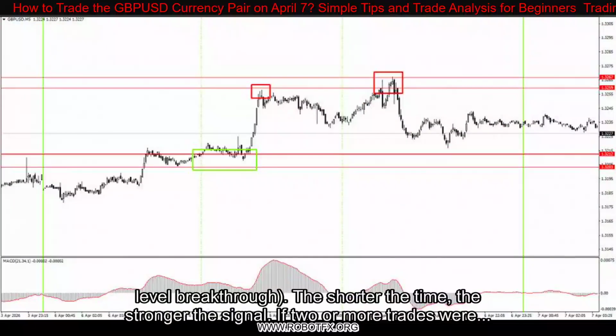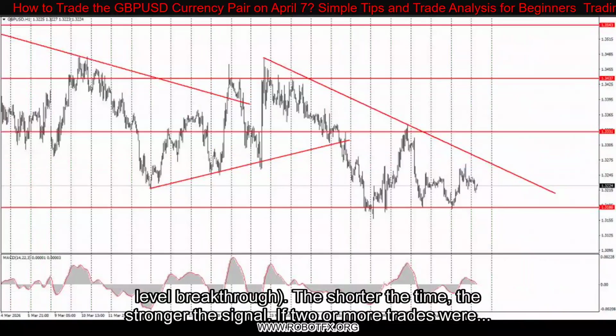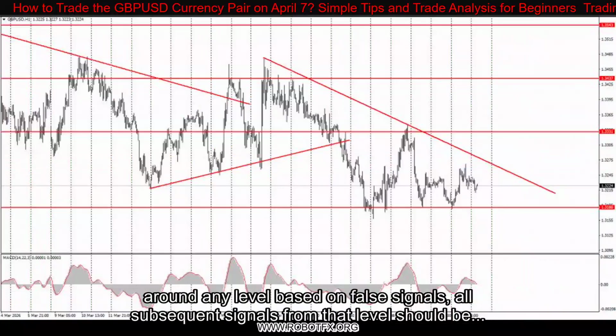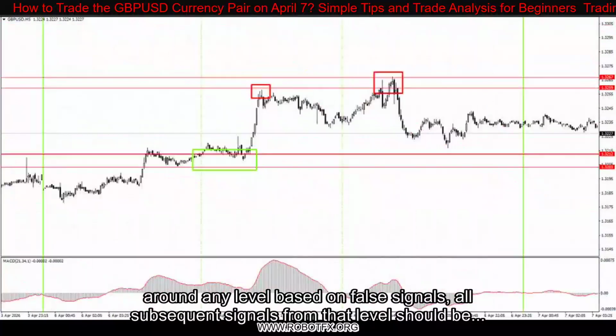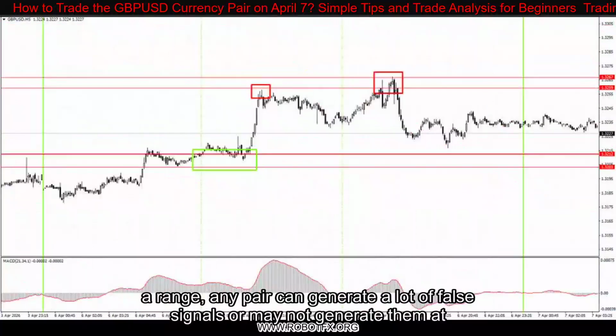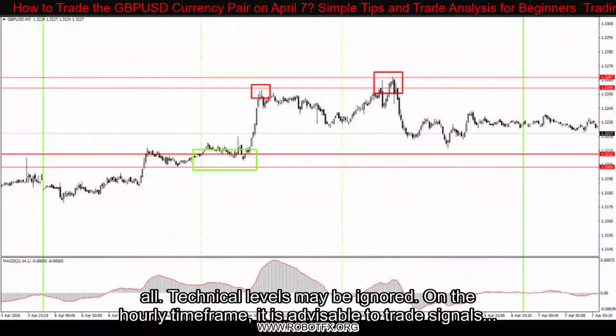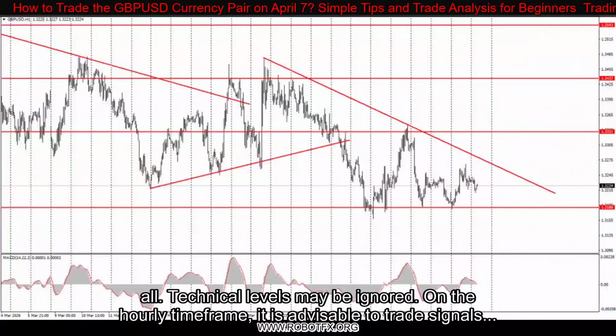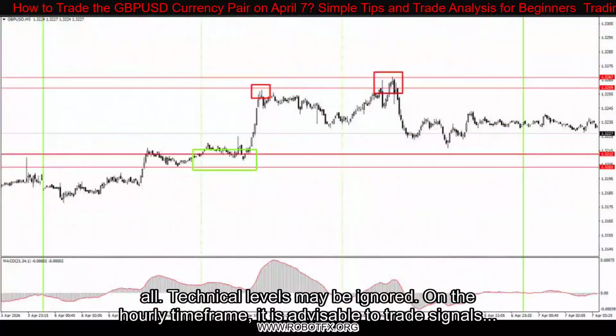If 2 or more trades were opened around any level based on false signals, all subsequent signals from that level should be ignored. In a range, any pair can generate a lot of false signals or may not generate them at all. Technical levels may be ignored. On the hourly time frame, it is advisable to trade signals from the MACD indicator only when there is good volatility and a trend that is confirmed by a trend line or trend channel.